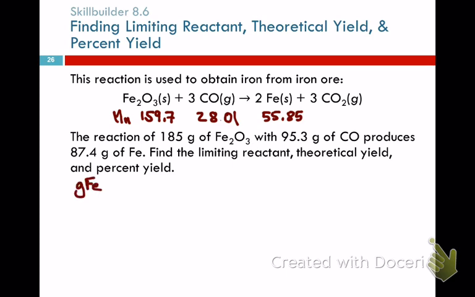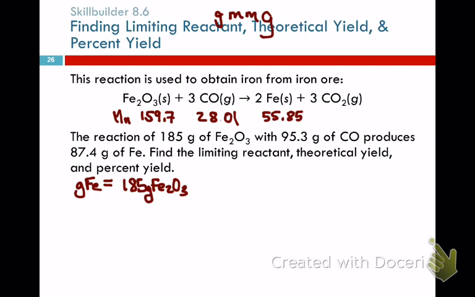And I'm going to do the calculation twice. I'm going to start with 185 grams of Fe2O3. And the first thing I need to do is convert that into what? Moles, right? So I move the grams to moles. So, grams to moles, grams to moles, GMMG.